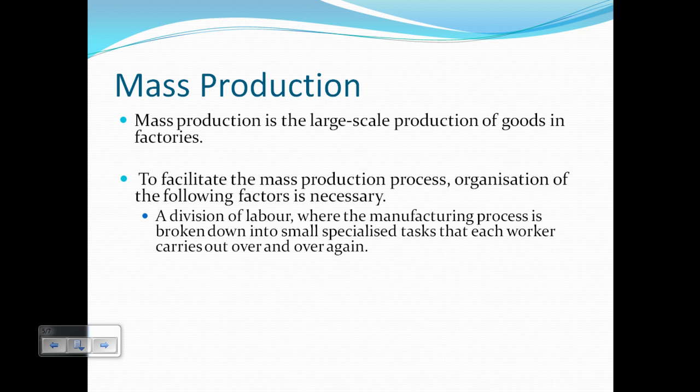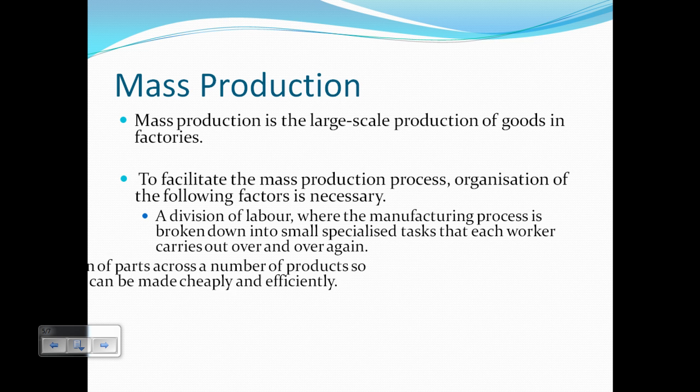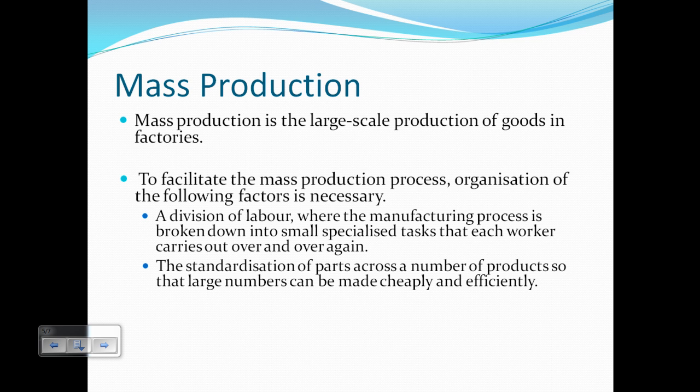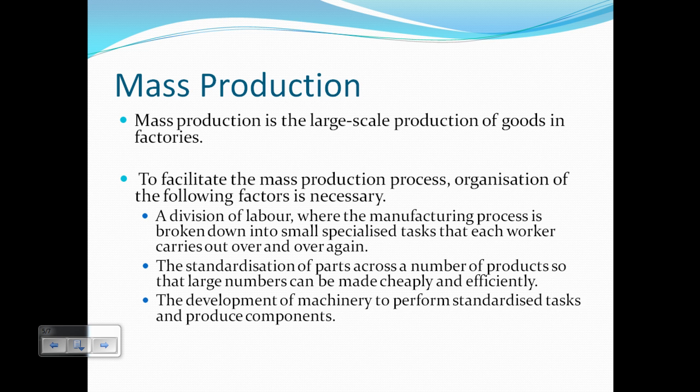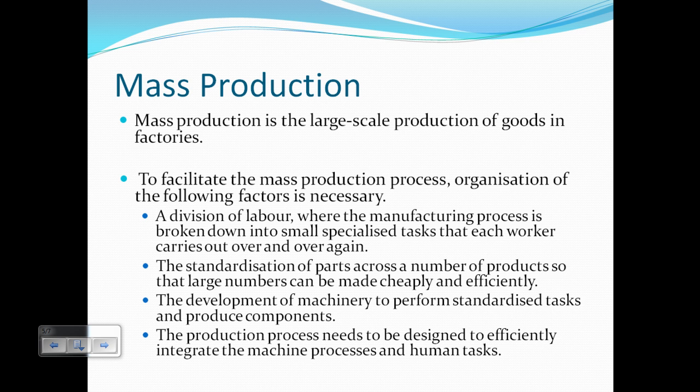So one particular area may be making the car doors. Then they pass that on and the machine attaches the door to the rest of the car. So each piece is done by a specific division. You then have a standardization of parts across a number of products. This means that everybody makes the exact same product, so everything that comes out of the mass production is exactly the same. It also saves the company a lot of money. The development of machinery needs to happen to perform the tasks and produce the components. And the production process needs to be designed as efficiently as possible, otherwise you defeat the purpose of bringing in mass production.